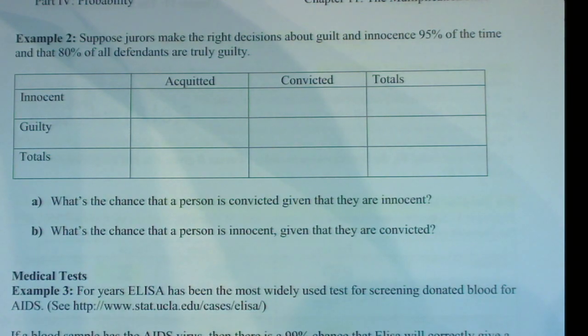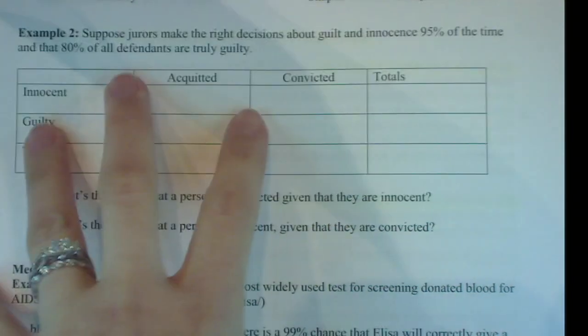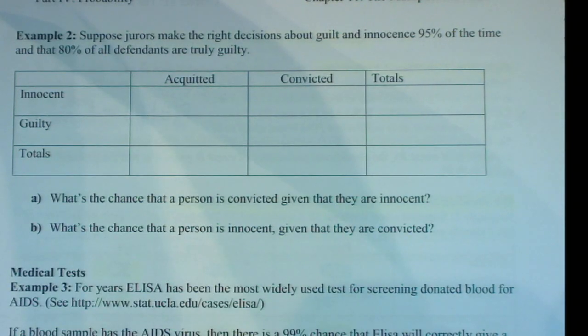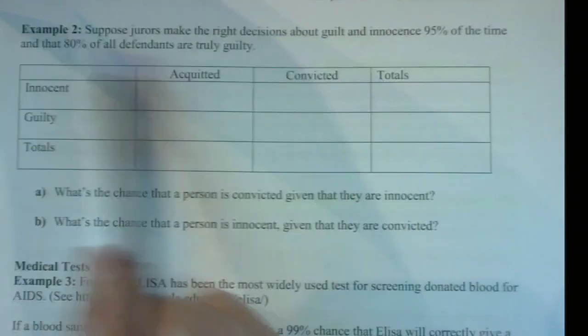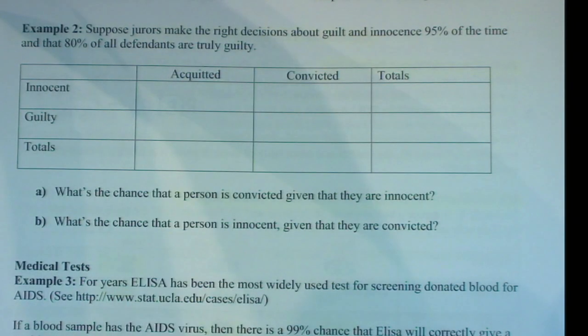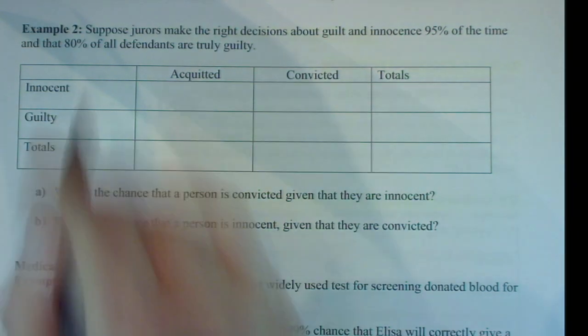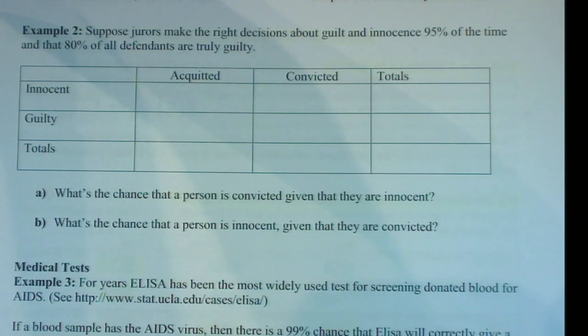Okay, page 102. So this example, if you guys pay attention to any example today, it should be this one because it's basically on the homework. This is number 2. It says, suppose jurors, so, court system, jury selection, the jurors make the right decisions 95% of the time. And 80% of all defendants are truly guilty.